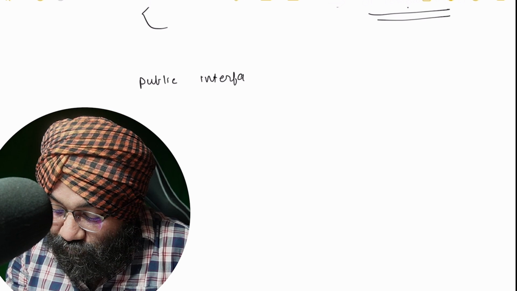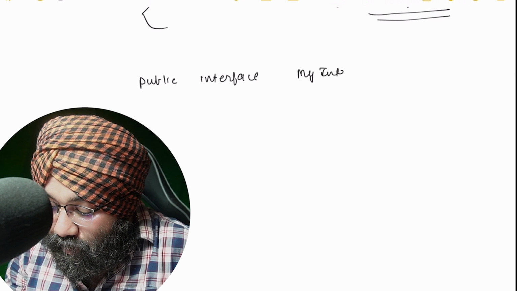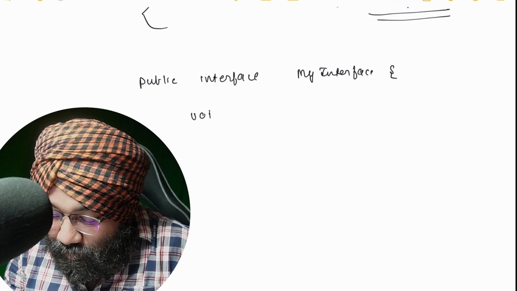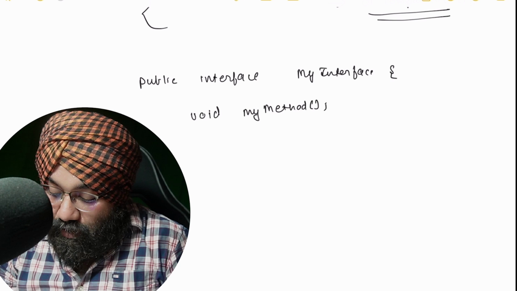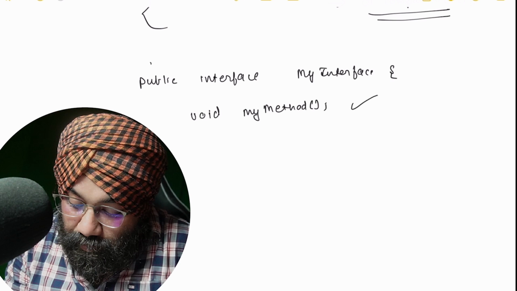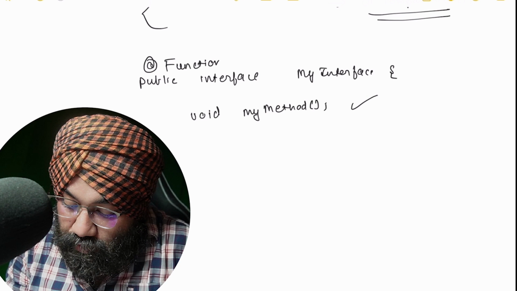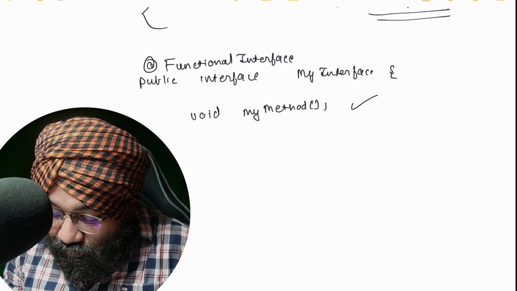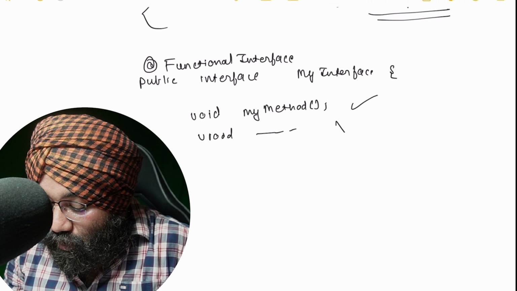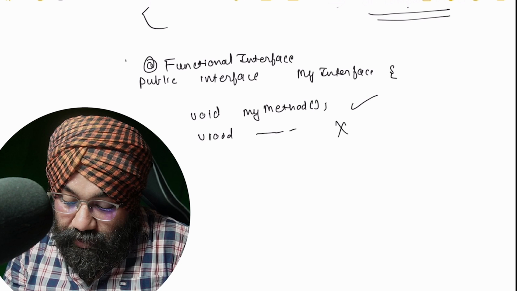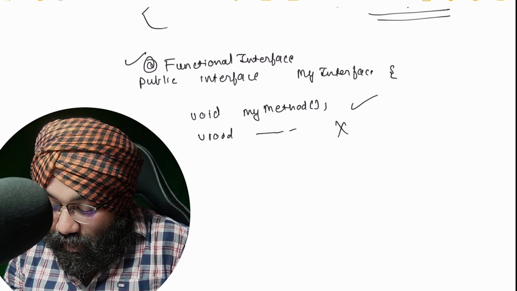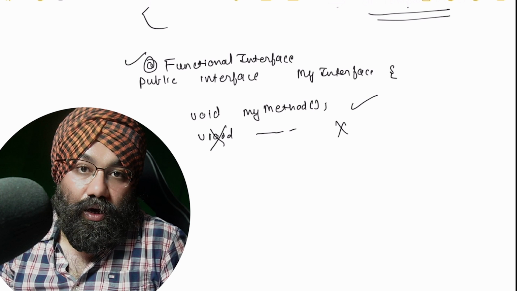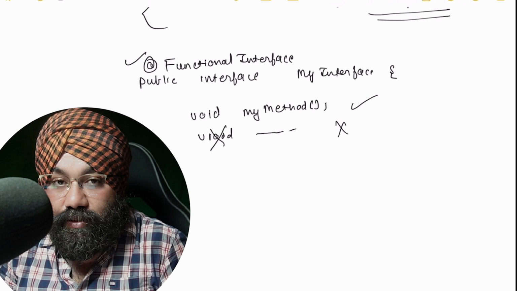Public interface MyInterface, and we have a method. Since there is only one abstract method in this interface, we can mark it with the annotation FunctionalInterface. Okay. Now, if I add another void method here, then this code will not compile because I have marked it with FunctionalInterface. So I cannot write another abstract method in this interface. What I can write is a default method in this interface. That is a different thing.